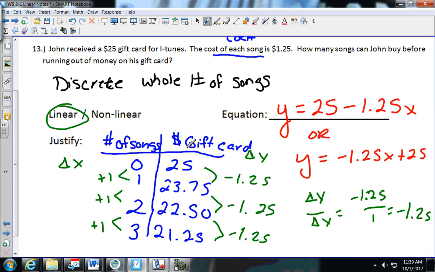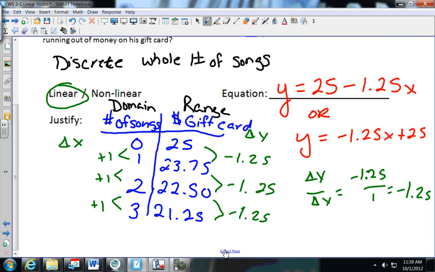Out of these two things, what is the domain? Number of songs is the domain. What is the range? The gift card, the amount of money on the gift card. Here's another thing that people missed.